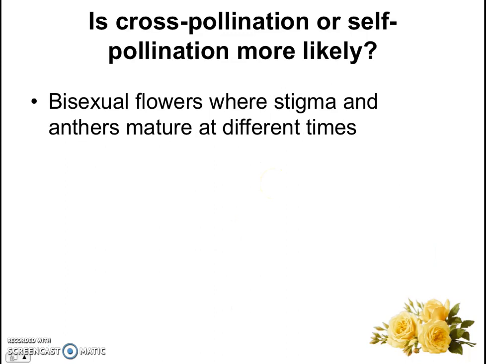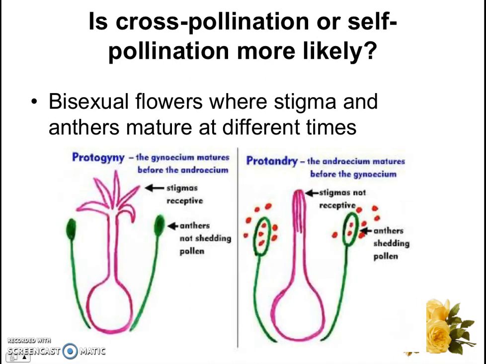Now, how about this? In some plants, they have bisexual flowers again, but the stigmas and the anthers mature at different times. So, for example, in this example here, the stigmas mature first. So the stigmas become receptive to receive pollen, but the anthers do not yet shed pollen. And then in other plants, it's the opposite. When the anthers are shedding pollen, and they're mature already, the stigmas are not ready to receive them. This is inside one flower. So what do you think? Is this one more likely cross or self-pollination?